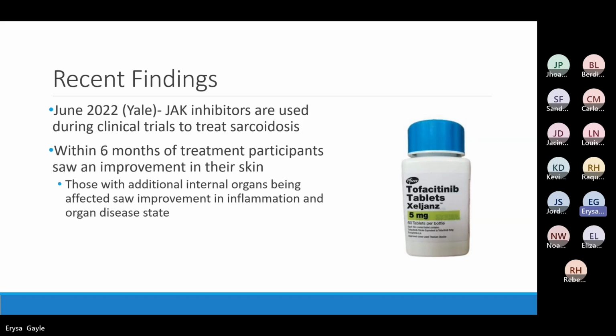And within 6 months of treatment, participants started to see improvement in their skin condition. And in addition to improvements in their skin sarcoidosis, those who had additional internal organs that were being affected by this disease saw an improvement in inflammation and organ disease state in the body.